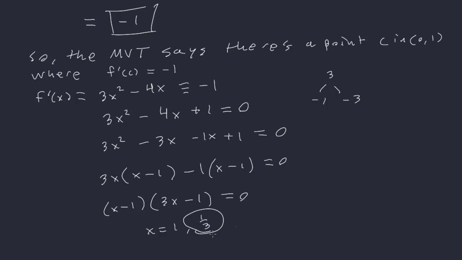So 1/3 is the C value that is guaranteed to be in 0 to 1. Notice we have another, but that's the endpoint, so we're not really looking for that.